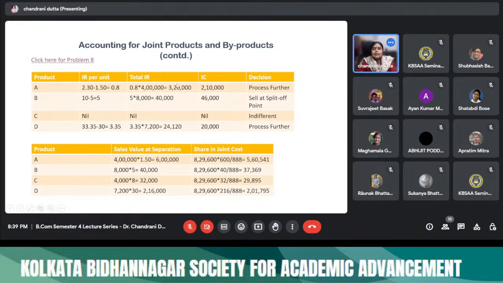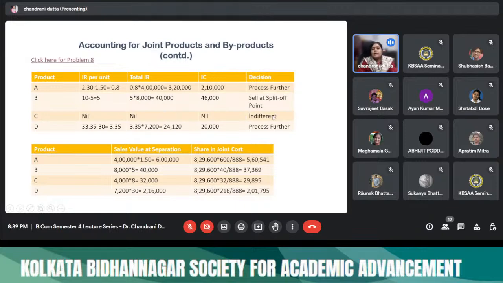So in this case, the incremental revenue is much higher than the incremental cost, so definitely you will decide to process further. But in case of B, it is not that case. It is the opposite. Incremental revenue is less than the incremental cost. So you will decide to sell it at split off point.